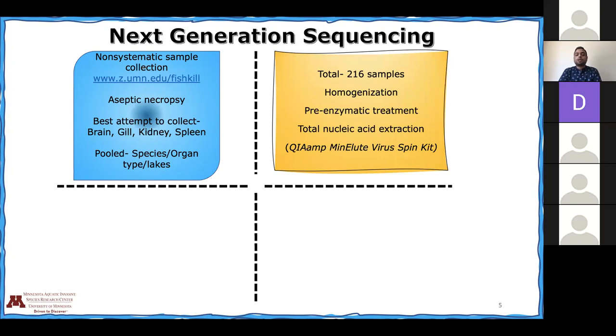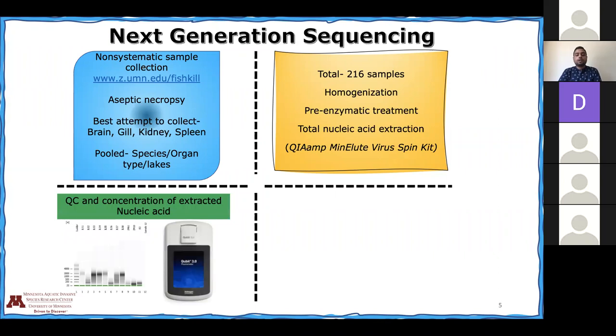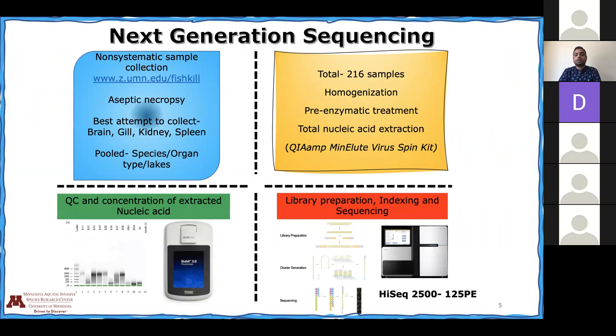All the samples were homogenized through a tissue homogenizer, and all the samples were treated with DNase and RNase to remove degraded nucleic acid. The total nucleic acid was extracted using the QIAamp MinElute spin column kit. Then the nucleic acid was QC'd, the concentration was checked, and it was processed for library preparation. The sequencing was done on the HiSeq 2500 sequencing platform, using 125 paired-end sequencing chemistry. This generated a huge amount of sequencing data.